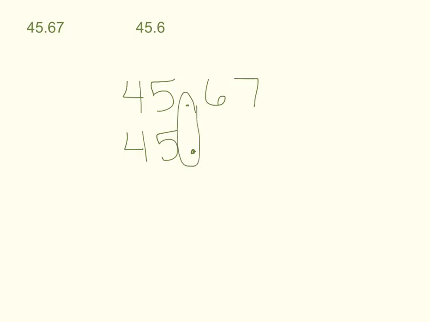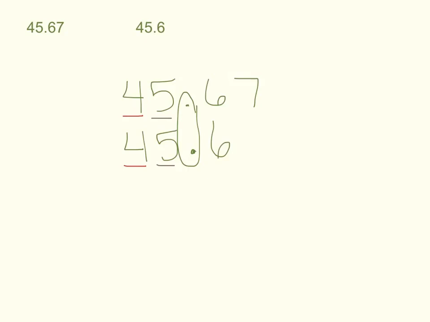Now we're going to do the same thing with two more numbers. Here I have 45 and 67/100 and 45 and 6/10. So again, I'm going to line up my digits: 45 and 67/100, and 45 and 6/10, with my decimal points right on top of each other. Just like before, we're going to start with our place value all the way on the left, and that's the tens place. I have a 4 and a 4, and they're the same, so I can't tell which number is bigger. I'm going to move to the ones place, and I've got a 5 and a 5.